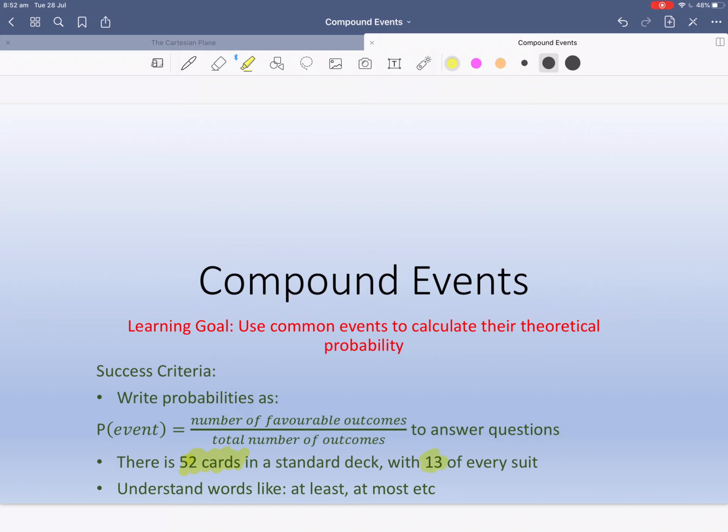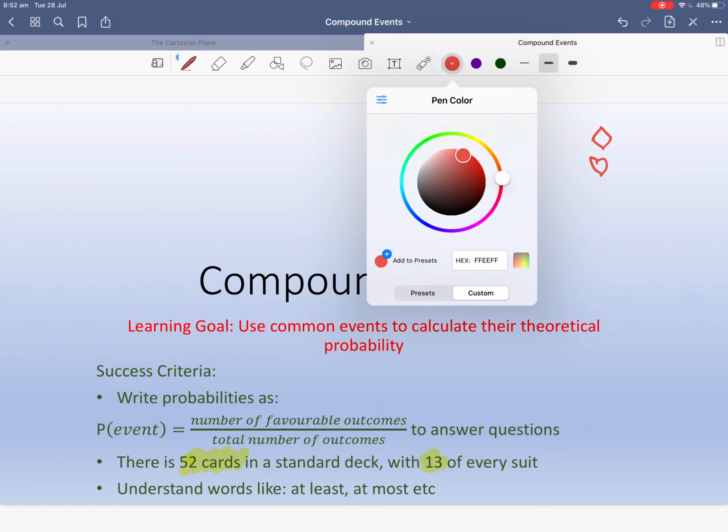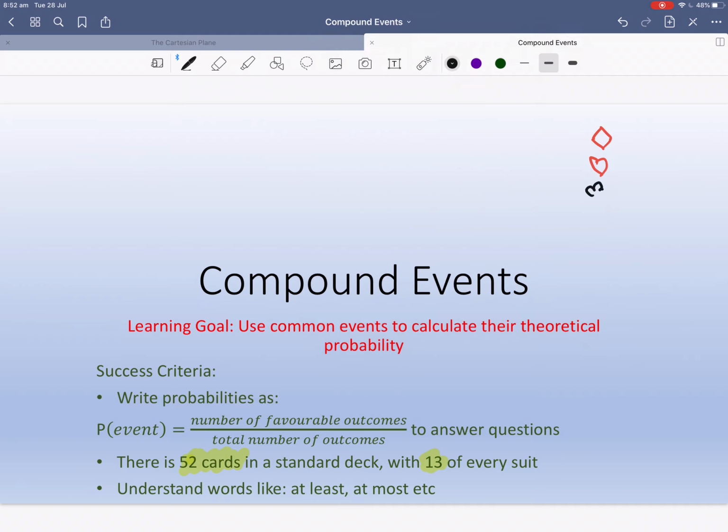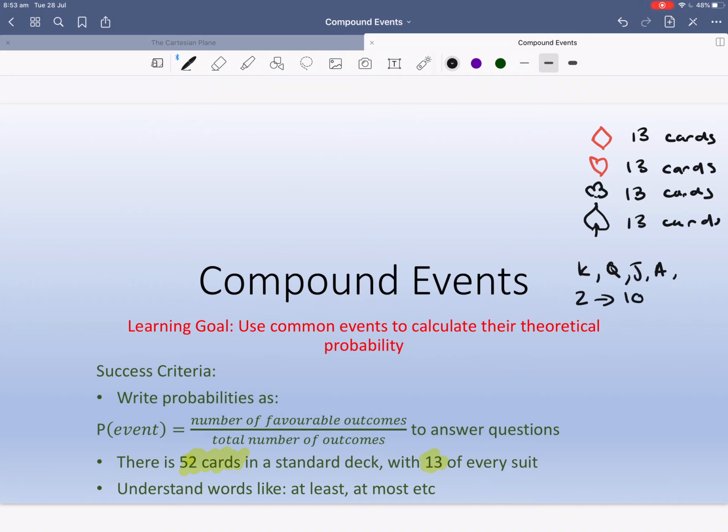There's 13 in every suit, so you've got diamonds, hearts, and then if I change the color, I need to get black. So, yeah, and then you've got clubs, and you've got spades, which is almost like an upside down heart. So each one of them has 13 cards. Also, each one of them has a king, queen, jack, ace, and then all cards from number 2 all the way to number 10. Okay, so that's the 13 cards there.